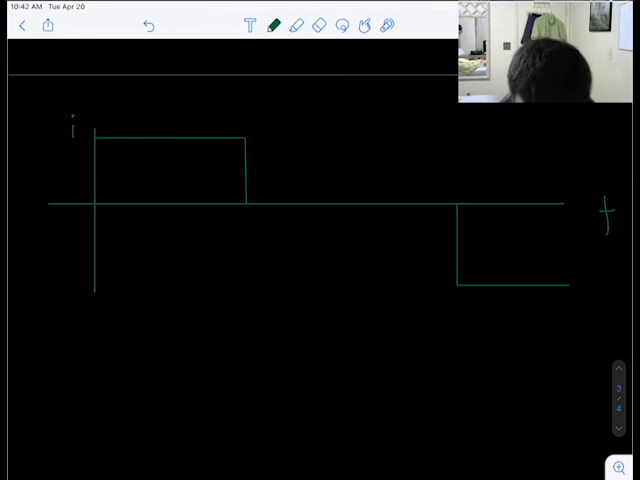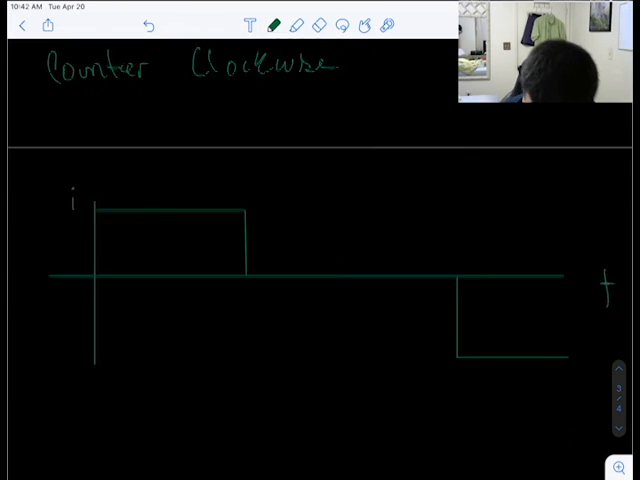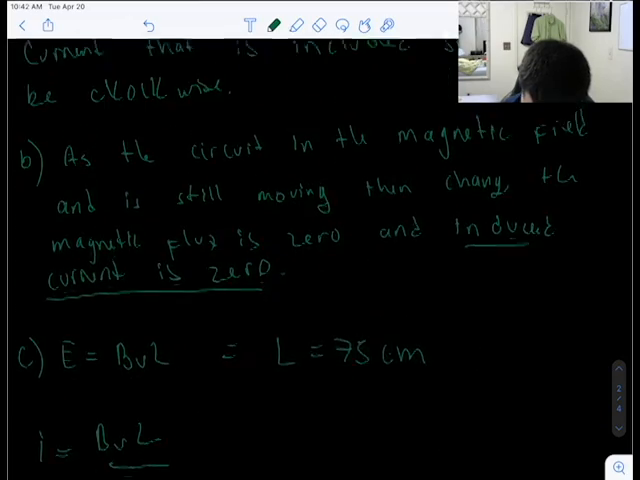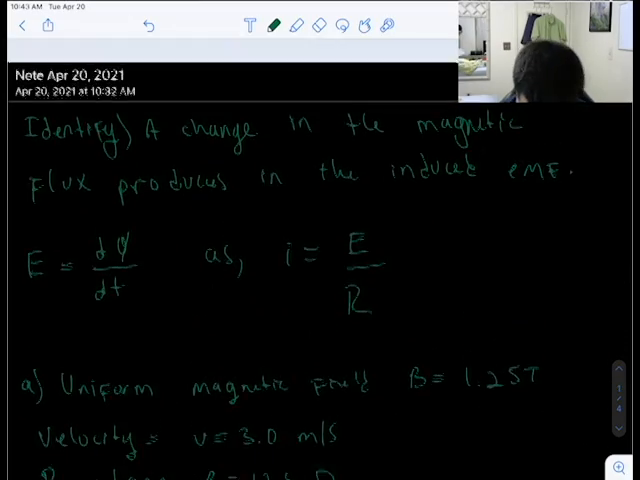The direction of the induced current can be determined by using Lenz's law. I believe this is the graph. We already figured out what the current is.